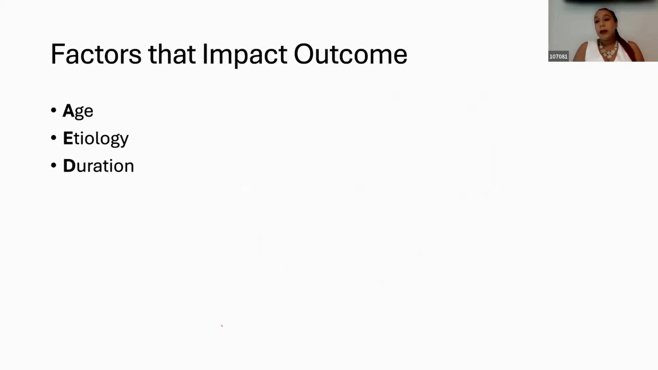So factors that impact our outcome, meaning when we start treating a patient, what are some of the reasons that one patient doesn't respond better than another? It could be the age of the patient, right? It could be the etiology, what caused the seizure to begin with, and also the duration. The longer we leave a seizure going on, the harder it gets to treat that seizure.